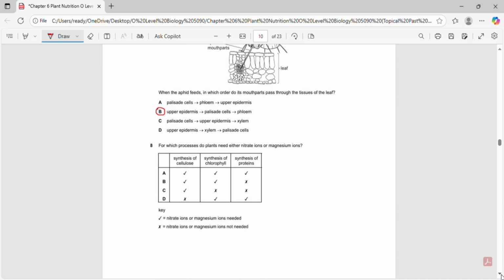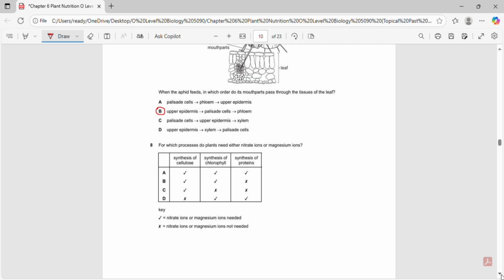Alright, so in this next question, they're asking us which processes in plants need either nitrate ions or magnesium ions. They've given us 3 different processes to consider: the synthesis of cellulose, the synthesis of chlorophyll, and the synthesis of proteins. Each one is marked either yes or no, to show whether nitrate or magnesium ions are involved. Now let's think about each one. First, cellulose, that's actually made from glucose, not from nitrate or magnesium ions. So that one should definitely be a no.